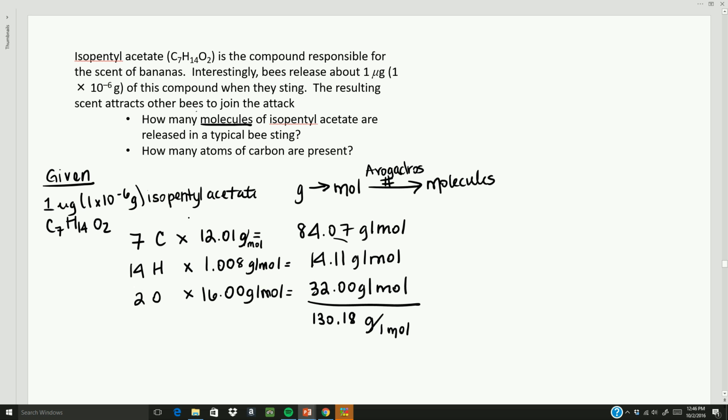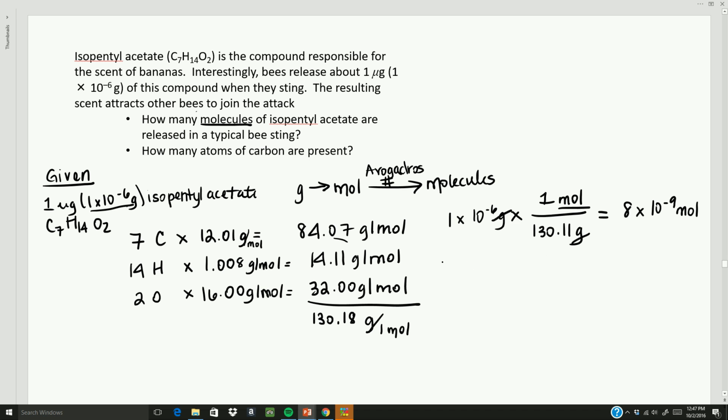Alright, so now we know the mass that we're starting with is the 1 microgram. So our units here are in grams, so we need to use the grams. So 1 times 10 to the negative 6 grams times, there are 130.18 grams. So make sure that your units will cancel. Grams on top, grams on the bottom for every 1 mole. So now our grams cancel. We're left with moles, which is what we need. And when you do that math, you get 8 times 10 to the negative 9th moles of isopentyl acetate.